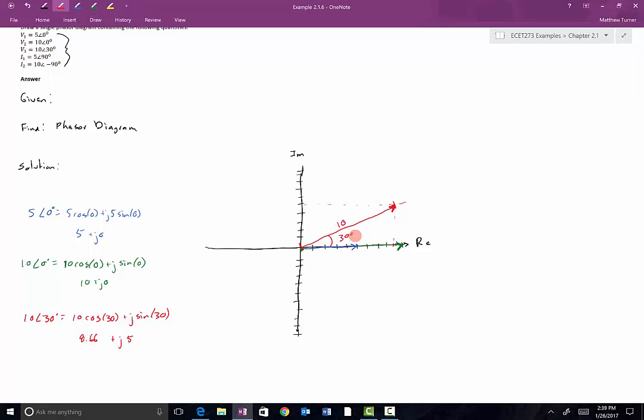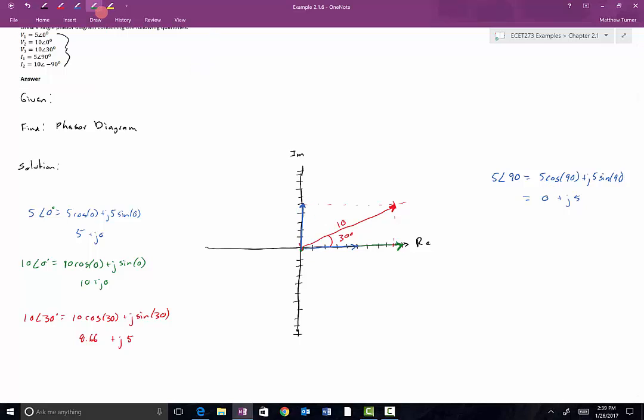So now I'm going to go to the next one, which is I equals 5 at angle 90. 5 at angle 90 degrees is going to be equal to 5 cosine of 90 plus j5 sine 90. And so that's going to be equal to 0 plus j5. So this vector is going to be 1, 2, 3, 4, 5 right here. So that's that current right there.